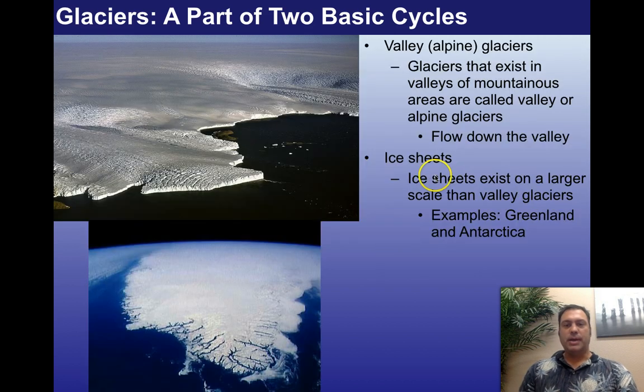Okay, and then there are ice sheets, and ice sheets exist on a larger scale than valley glaciers. They basically cover everything, and they don't move. That's the important thing about ice sheets, is they basically don't move. The edges might move and turn into glaciers, but the ice sheet itself stays put. It's an accumulation zone of ice. And the best examples of major ice sheets on planet Earth are in Greenland and Antarctica, which is to say near the North Pole and at the South Pole.